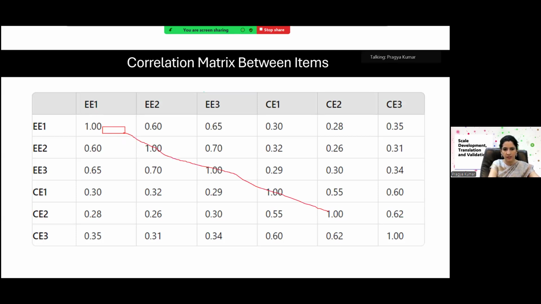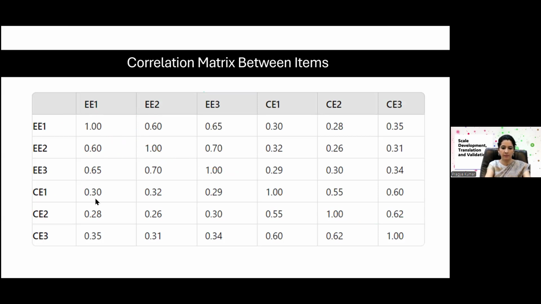So this is the diagonal having one correlation. And then you can see this EE2 and EE2, it will be 0.6, E1 and E2. Similarly, this is 0.65. And between C and E also there is a correlation.